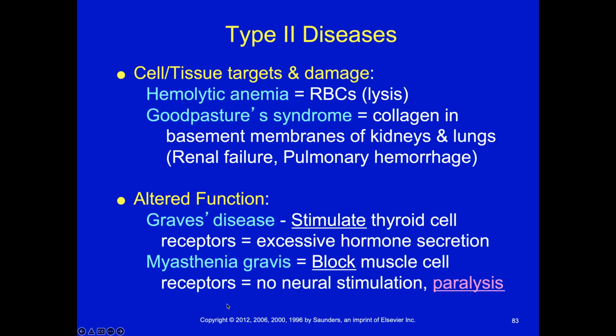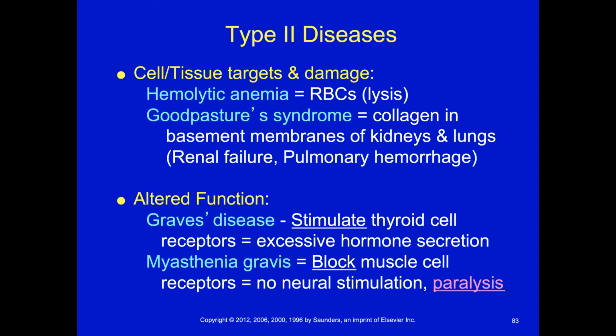So type 2 diseases. These are situations where cells or tissues are the targets and where the damage is caused. Hemolytic anemia is where the red blood cells are the targets. In Goodpasture syndrome, it is the collagen located in basement membranes of the kidneys and lungs. Unfortunately, you can get severe situations, renal failure, pulmonary hemorrhage. Altered function, Graves' disease. Here the antibodies actually stimulate thyroid cell receptors, and that will cause excessive hormone secretion.